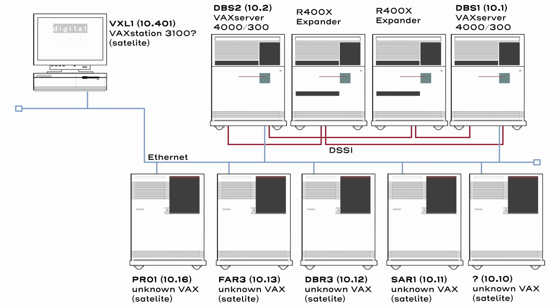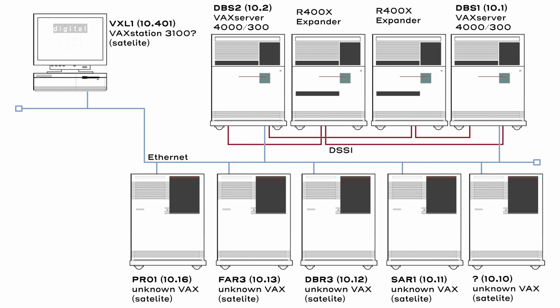You can see the machines with the ID 11, 12, 13, 16, and 401. These machines you can see here. So I think this is the VAX cluster architecture with the satellites. For most of the machines, I don't really know what kind of machines they are, so there is a generic symbol for these VAXes. Only the machine VXL1 was a VAXstation, because I can see the license in the license database, and it's a type D license.